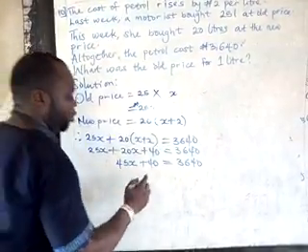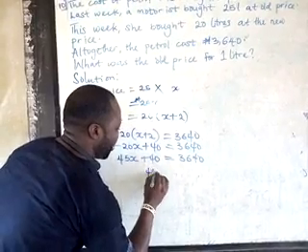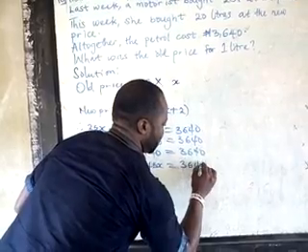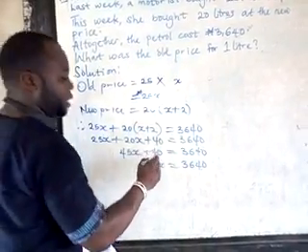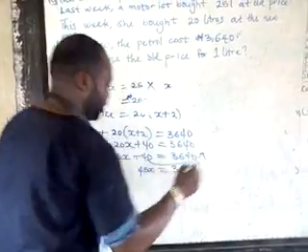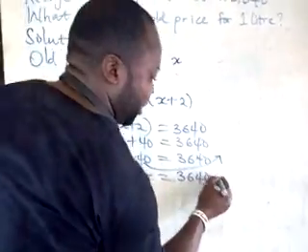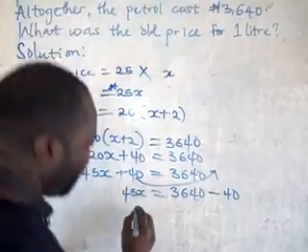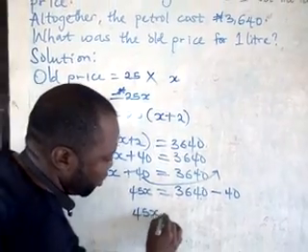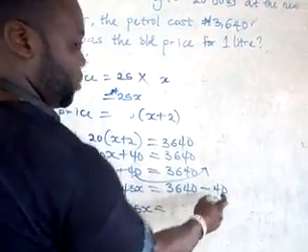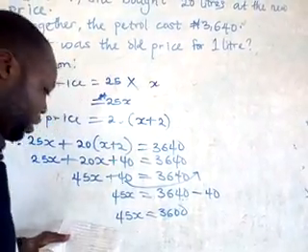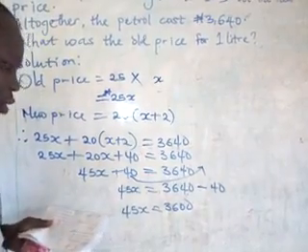Let's make this stand alone. So you now have 45X equals 3,640. So plus 40 comes to this side. So the plus sign changes to what? Minus 40. So what do you now have? 45X equals 3,640 minus 40. That gives us 3,600. So what's the next thing?